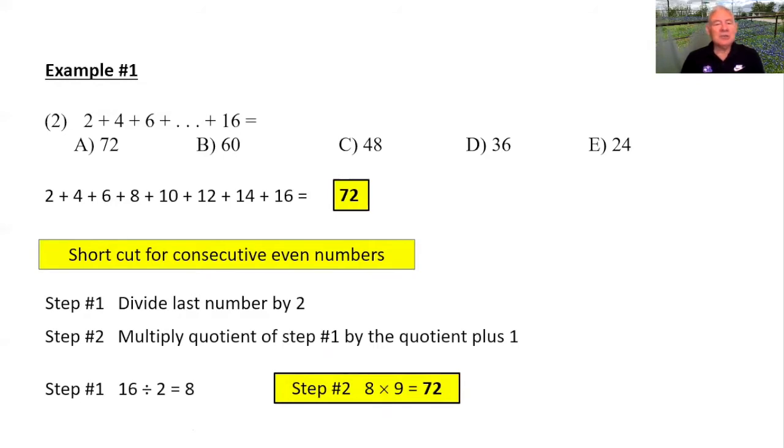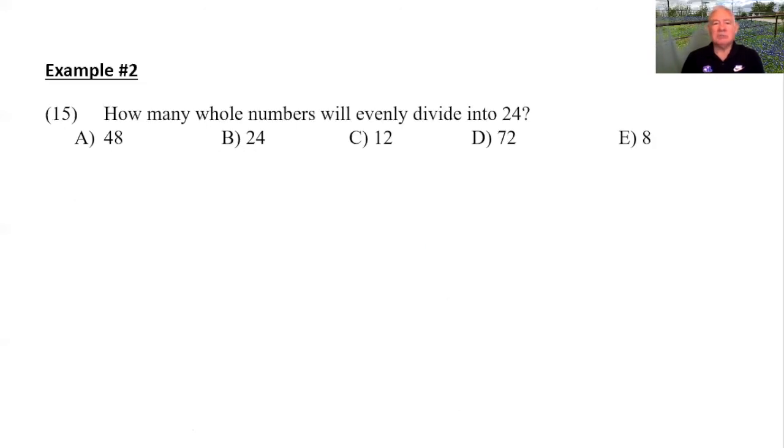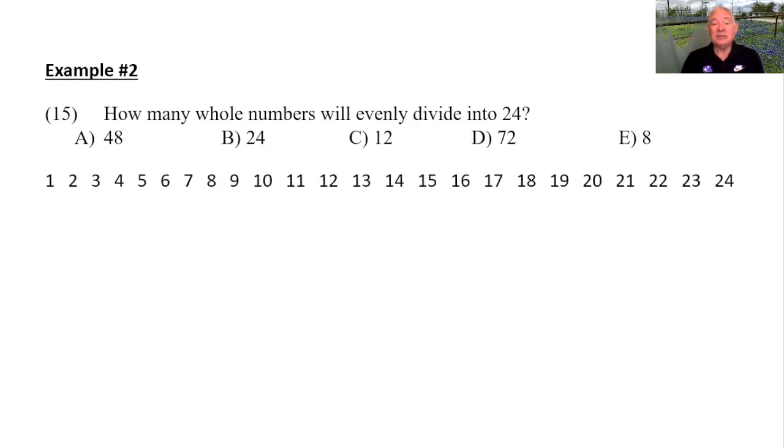Here's another sample problem where knowing some mental math might be of help. How many whole numbers will evenly divide into 24? One way is to list out the whole numbers from 1 to 24, and then pick out the ones that evenly divide into 24, like these that I've circled, and then count them up. If you count correctly, the number would be 8. That would be one way.